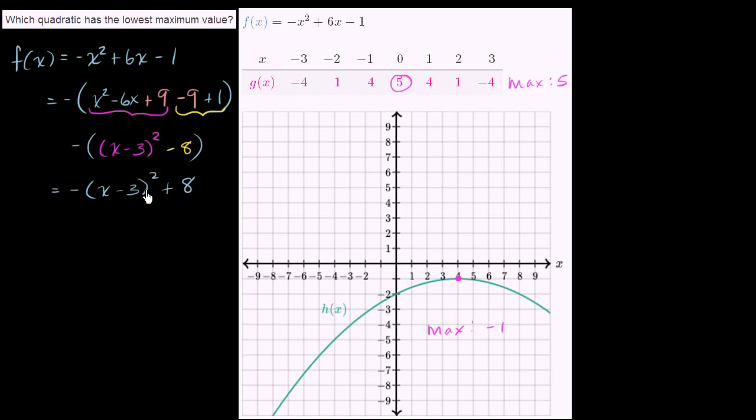So this actually has a maximum value when this first term right over here is 0. The only thing that this part of the expression can do is subtract from the 8. So if you want to get a maximum value, this should be equal to 0. This equals 0 when x is equal to 3. When x is equal to 3, this is 0, and our function hits its maximum value of 8. So this has a max value of 8. So which has the lowest maximum value? H of x.